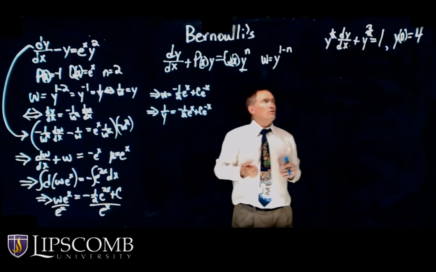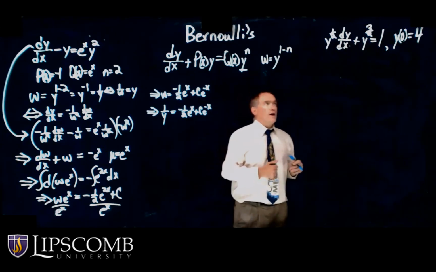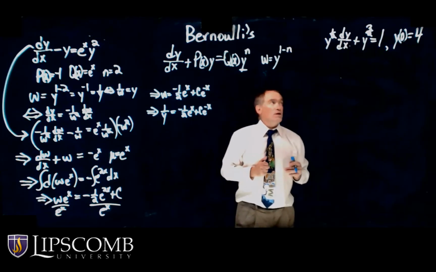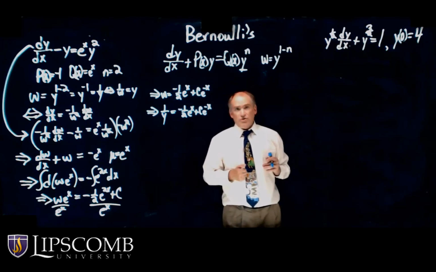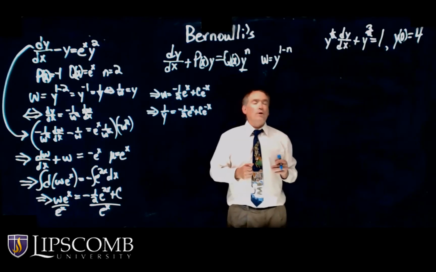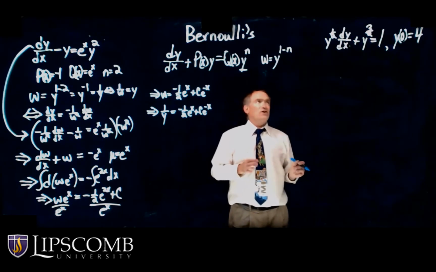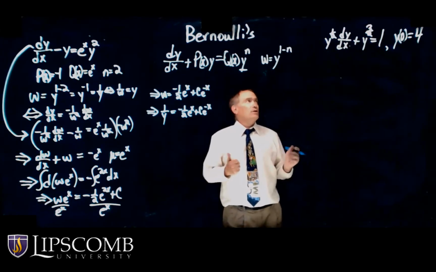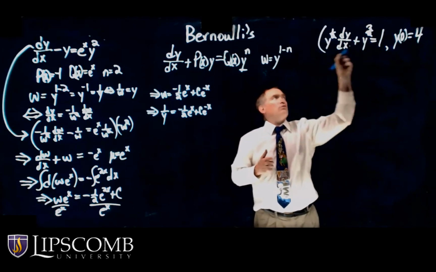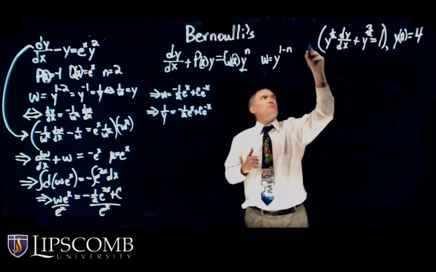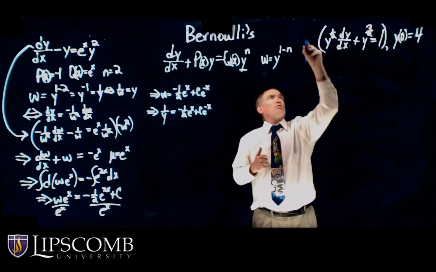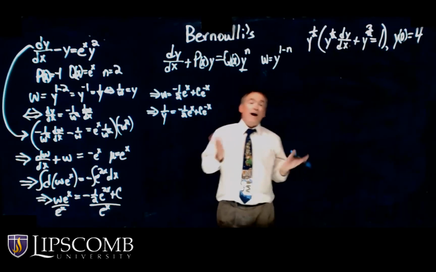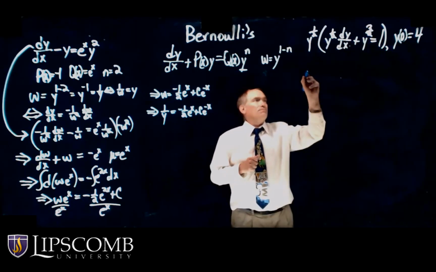Now let's take a look at this problem. y to the 1/2 times dy/dx plus y to the 3/2 equals 1 with an initial condition, y of 0 equals 4. Now if I look at this, this doesn't look like Bernoulli's. Not yet, but let's take this whole differential equation and multiply it by y to the negative 1/2, or in other words, divide by y to the 1/2.